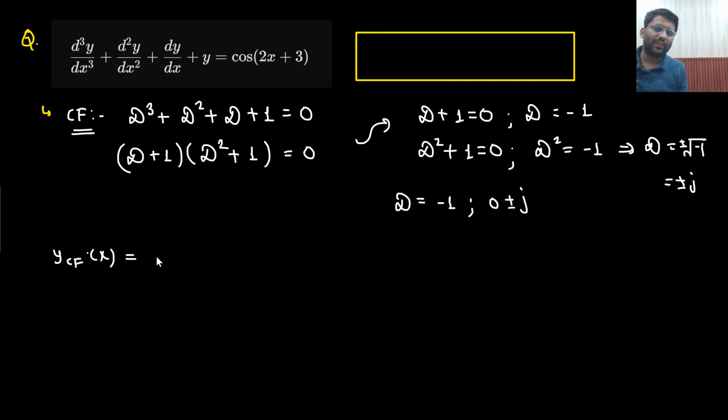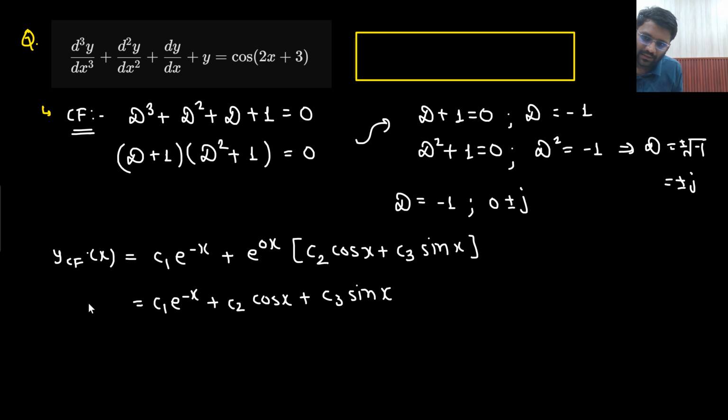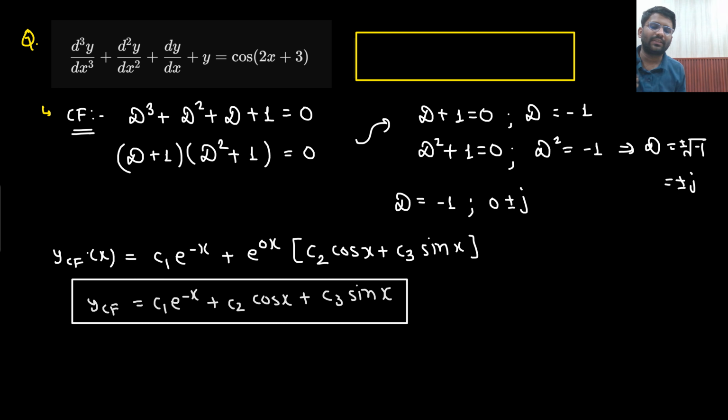With respect to minus 1, it will be C1 e to the power minus x. With respect to 0 plus minus j, e to the power 0x will come outside. C1 is used here, so C2 cos, beta value is 1, C2 cos x plus C3 sin x. There you go. So the answer you are getting is y CF equals C1 e to the power minus x plus C2 cos x plus C3 sin x. This is your complementary function. It was a good complementary function.